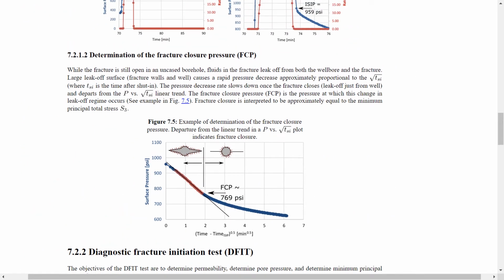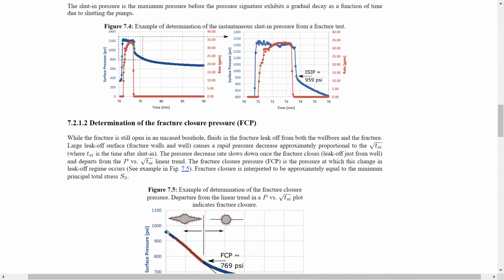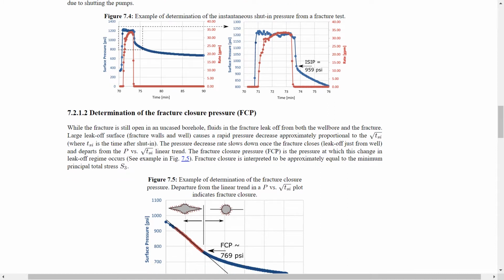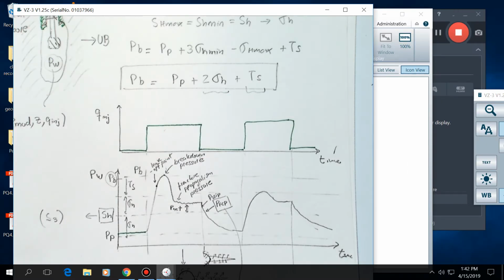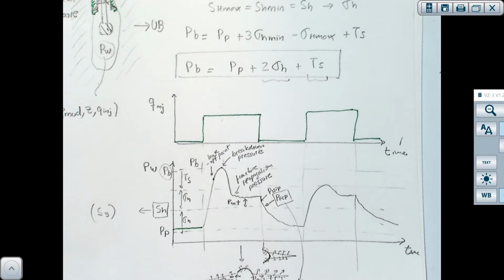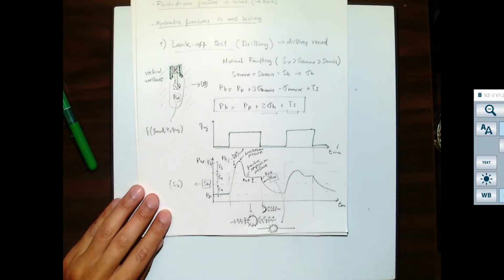So doing the leak-off test is very useful for knowing what is the maximum pressure that you can utilize in the wellbore in order not to fracture it, and also to calculate the minimum principal stress that you can use later to do drilling stability calculations or fault stability or some others that you may be interested in. But remember, the leak-off test is done by drillers, for drilling mostly.